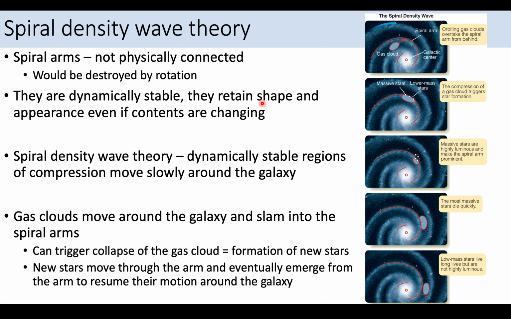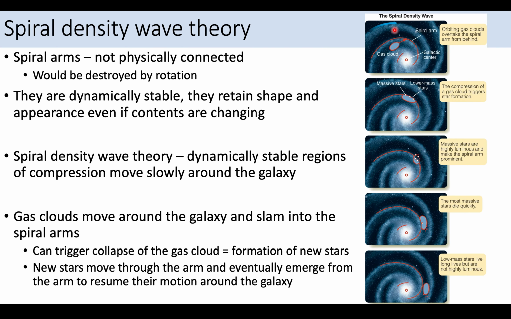So the spiral density wave theory says that these dynamically stable regions are regions of compression that move really slowly around the galaxy. So gas clouds can move into and out of the spiral arms. They sort of bump into the spiral arms. And if you remember when we talked about star formation, that's one of the ways to trigger the collapse of the ISM, or of that gas cloud, and actually form new stars. It also keeps the spiral arms in place and in shape.